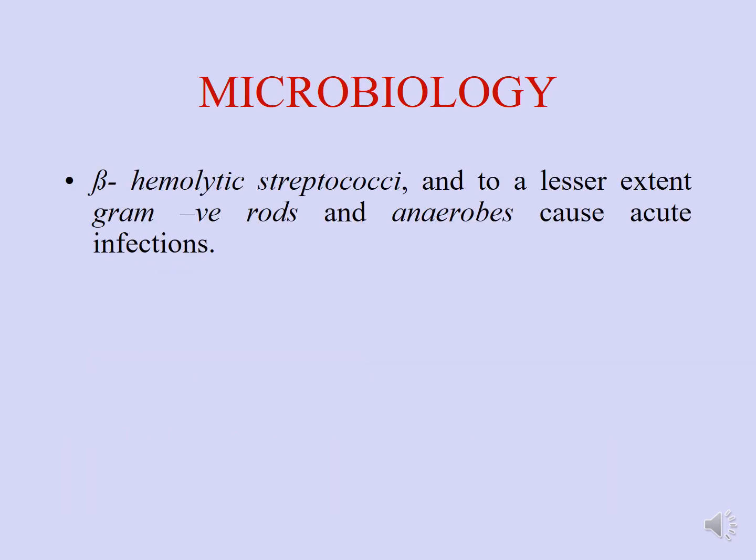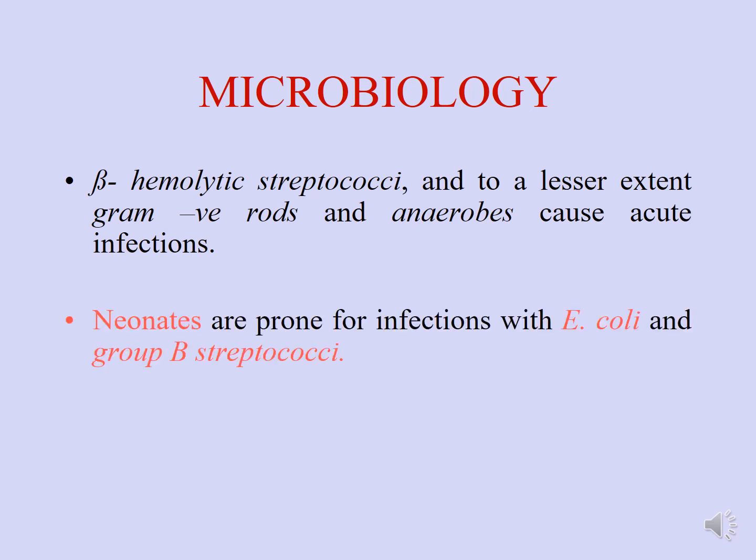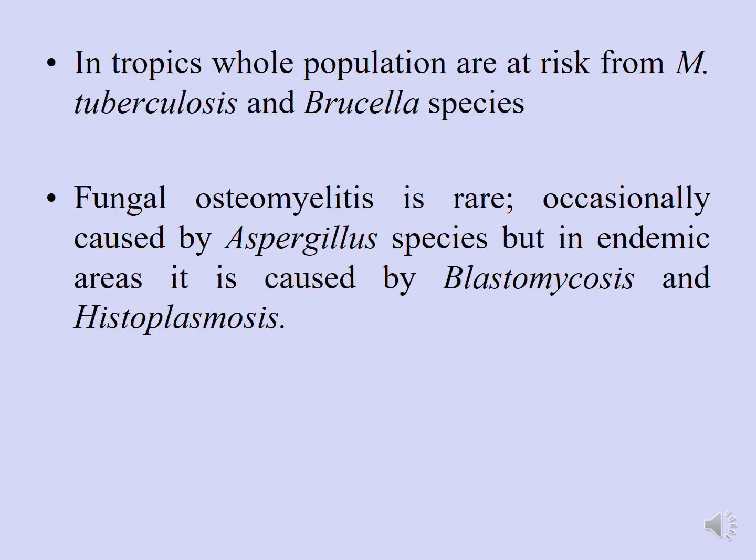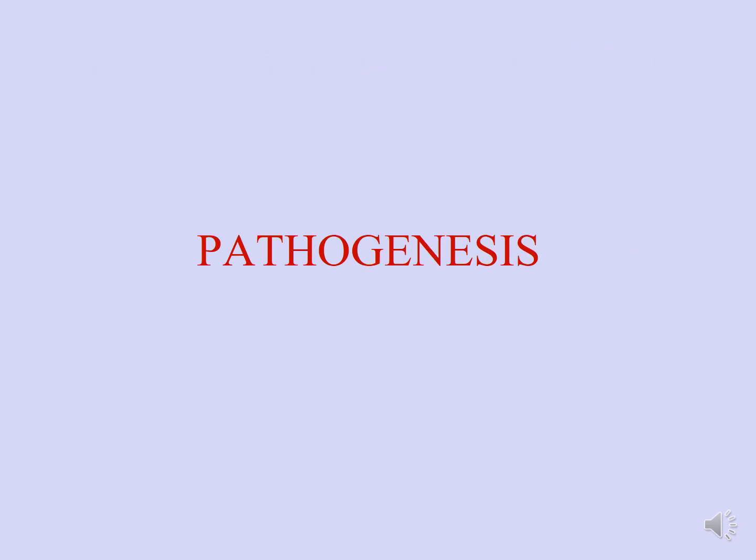So the most common organisms that are responsible for osteomyelitis are beta hemolytic streptococci, and to a lesser extent gram-negative rods and anaerobes. Neonates are prone to infections with E. coli and group B. In the tropics, whole populations are at risk from Mycobacterium tuberculosis and Brucella species, and fungal osteomyelitis, although rare, is occasionally caused by Aspergillus. So this is just some information.